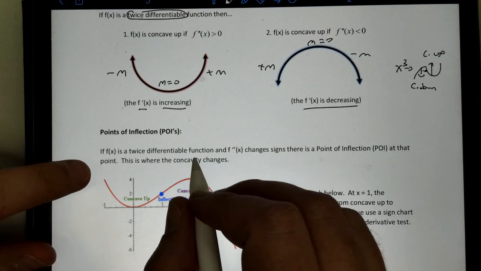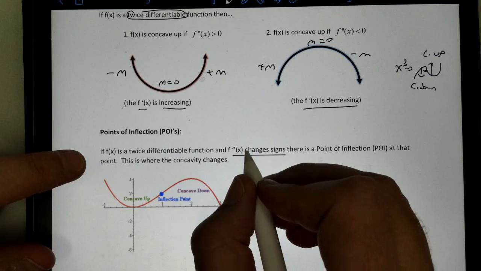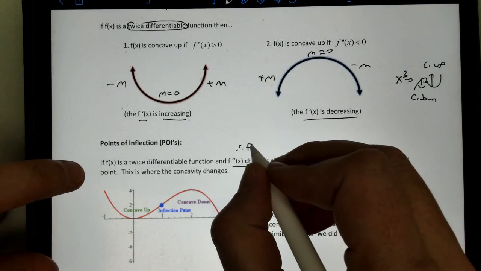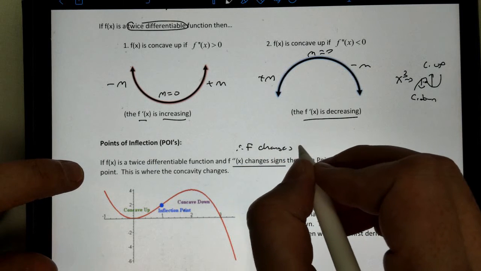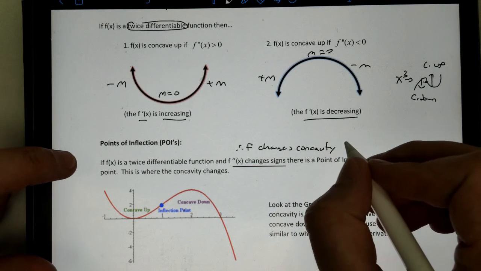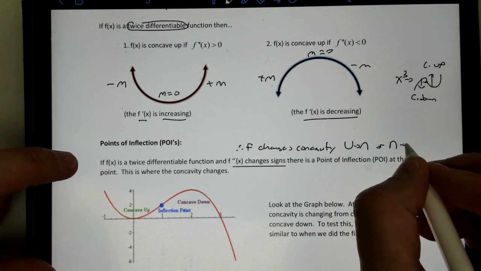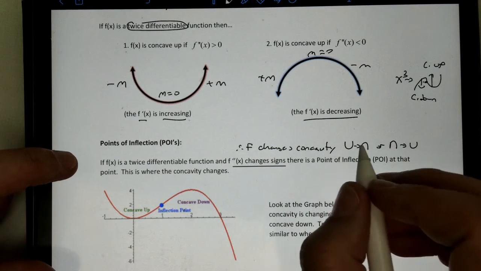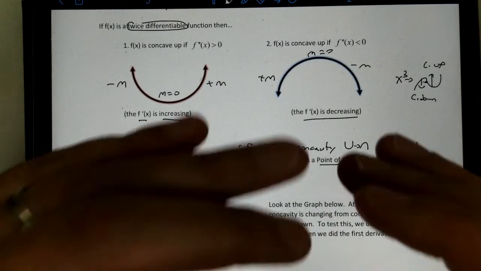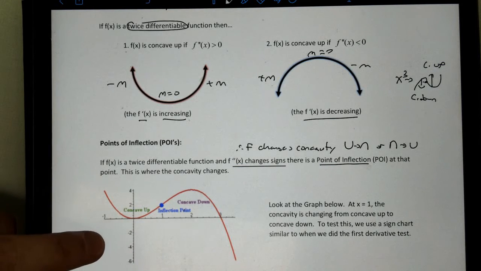If the function is twice differentiable, and the second derivative changes signs, remember, if it changes signs, we're changing concavity. So therefore, f changes concavity. It's going to go from concave up to concave down, or concave down to concave up. This is what we call a point of inflection. There has to be a point of inflection where they change concavity.